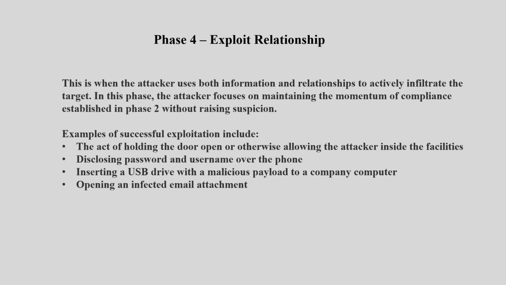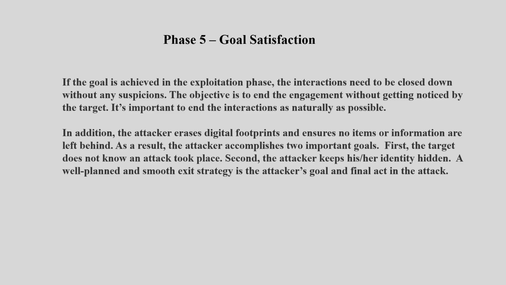Next one is disclosing a password and username over the phone. Inserting a USB drive with a malicious payload into a company computer. Next one is opening an infected email attachment. So these are examples of successful exploitation. I hope you understand this phase. Let's see the fifth phase, that is goal satisfaction.